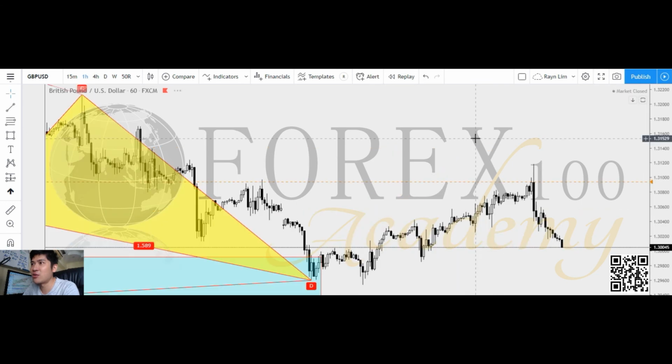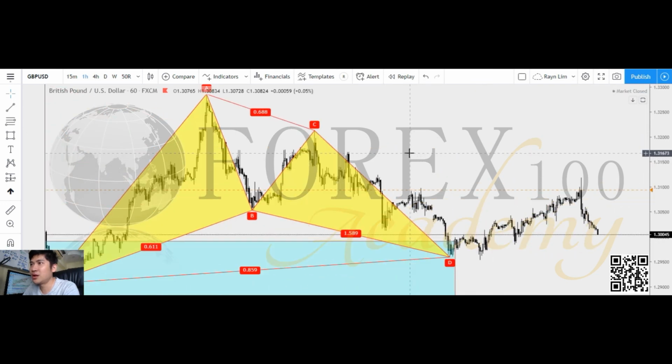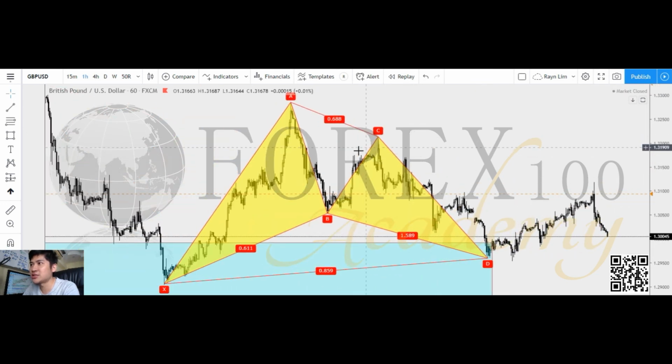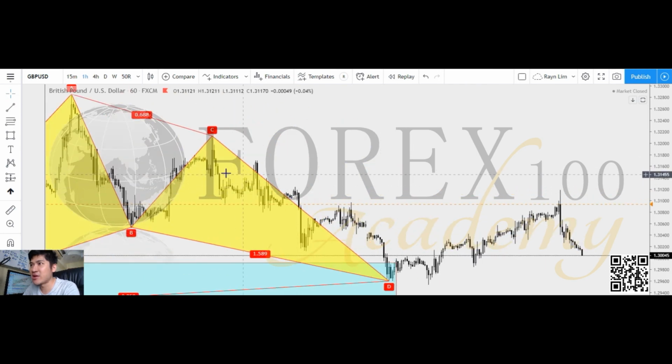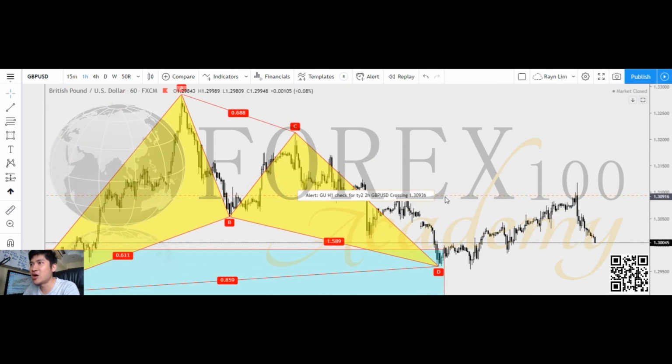Down to the 1-hour chart. On the 1-hour chart, nothing much. This is the same Gartley that you have seen earlier. So that's all I have for you today.